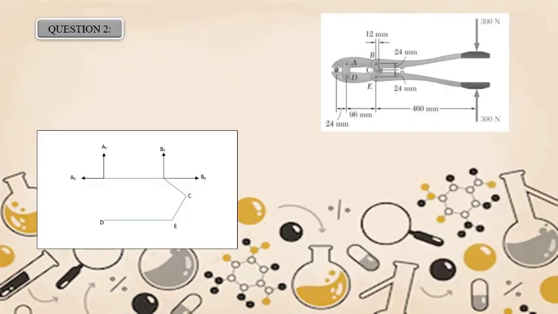My name is Aisha. I will present question 2. First we must draw the FBD from this diagram. As you can see here, this is our free body diagram for question 2.